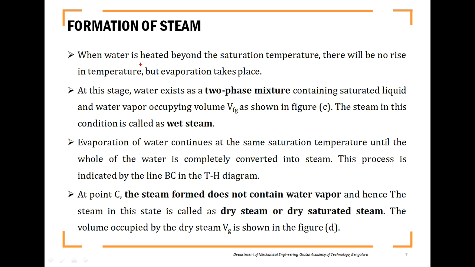When the water is heated beyond the saturation temperature, there will be no rise in temperature, but evaporation takes place. At this stage, water exists as a two-phase mixture, containing saturated liquid as well as water vapor, occupying the volume Vfg as shown in figure C, or the third stage. The steam in this condition is called wet steam.